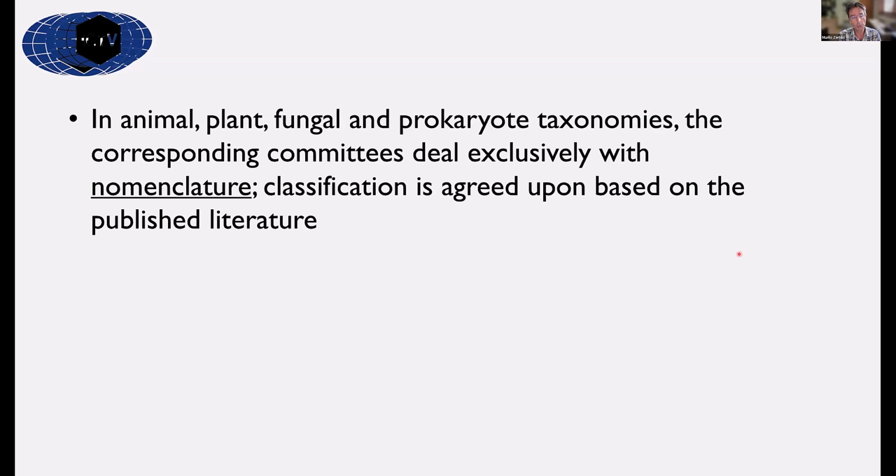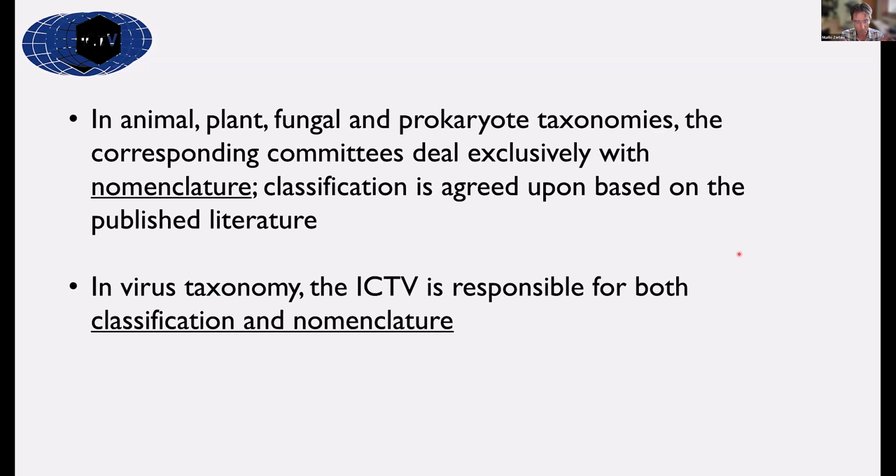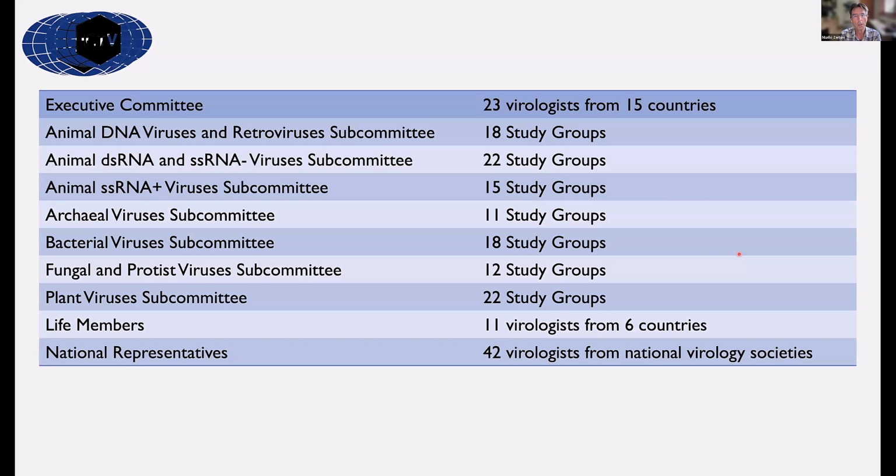a big part of the reason why virus taxonomy is in a better state these days compared to the other taxonomies is because there is a committee that deals with classification. Okay, that's my opinion at least. So in virus taxonomy, the ICTV is responsible for both classification and nomenclature. And as a previous slide that Elliot showed, taxonomy equals classification plus nomenclature, in simplified form.